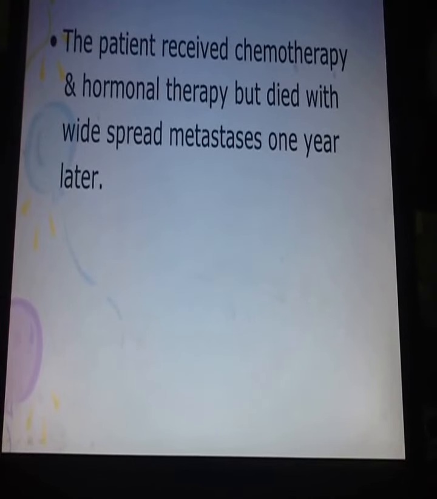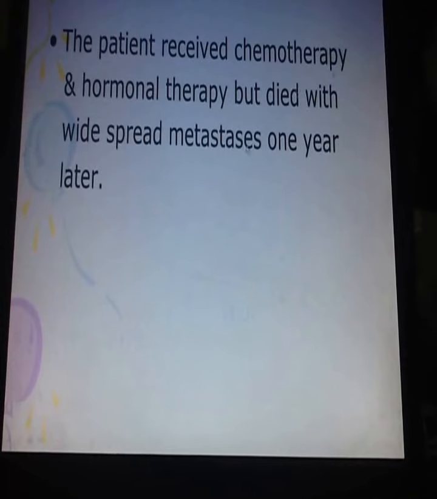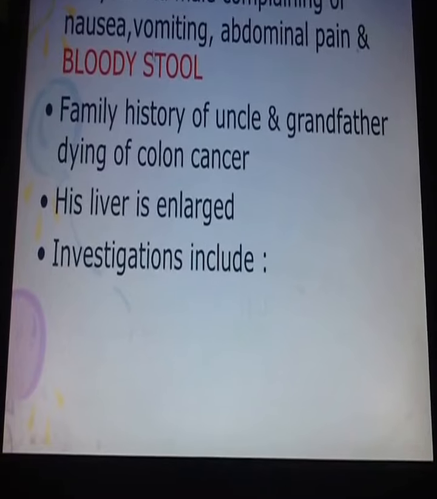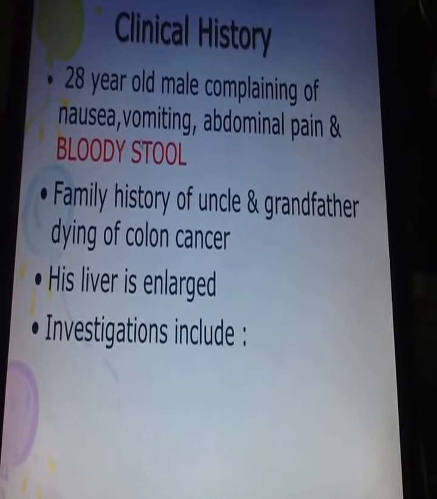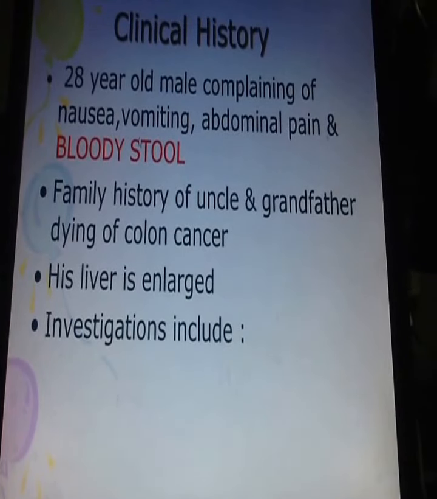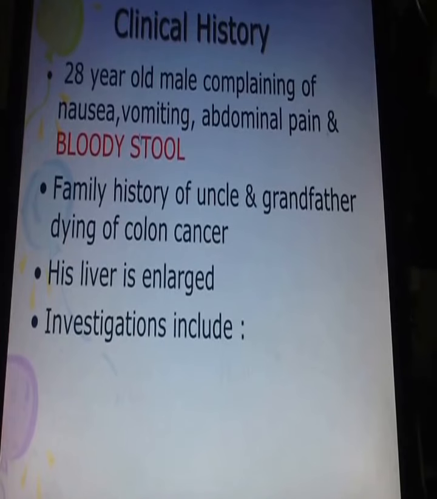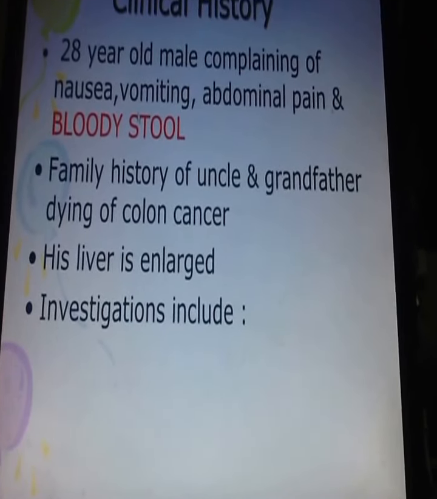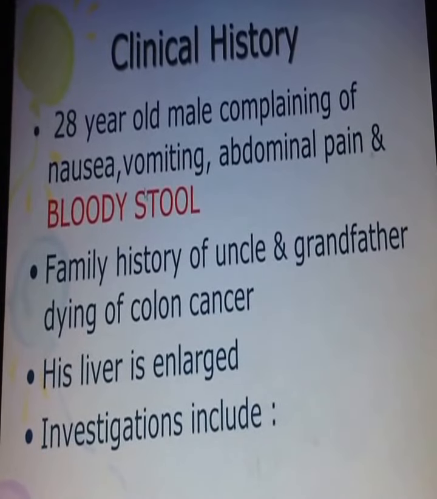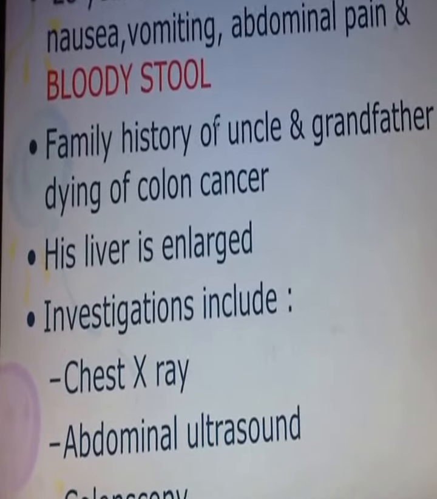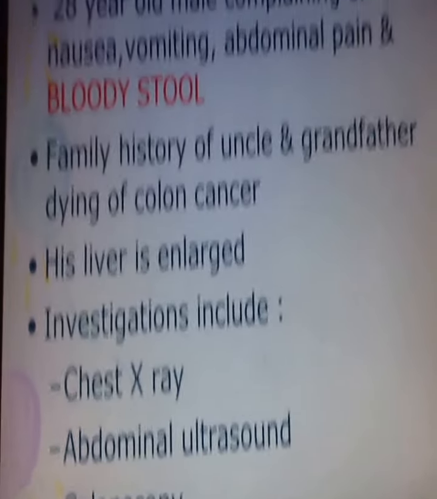So the patient took chemotherapy and hormonal therapy, but unfortunately died within 1 year after the tumor metastasized. So those two cases were about breast cancer. Now we have a third case in a 28-year-old male patient complaining of nausea, vomiting, abdominal pain, and bloody stool. All of those symptoms are derived from the GI tract. He has a family history of an uncle and a grandfather dying of colon cancer, and his liver is enlarged, and certain investigations were done, including chest X-ray, abdominal ultrasound, and a colonoscopy.